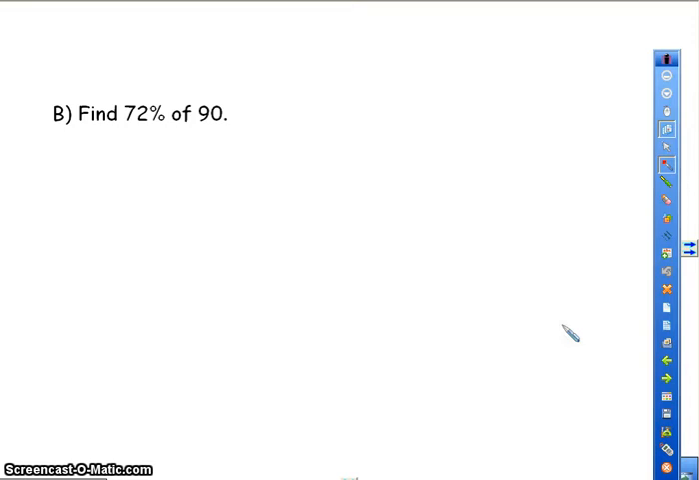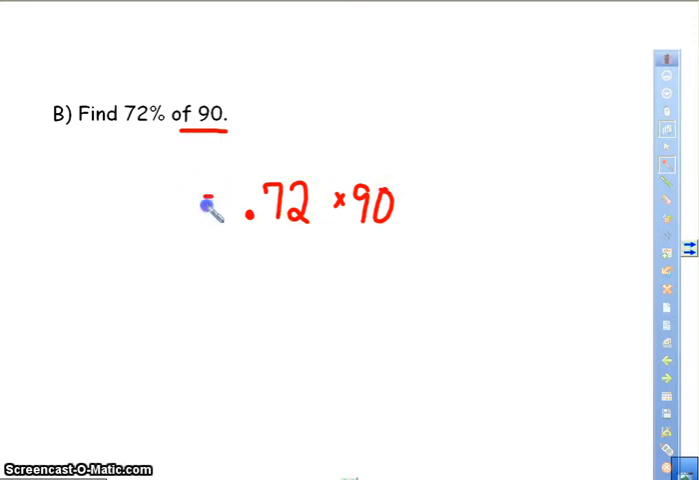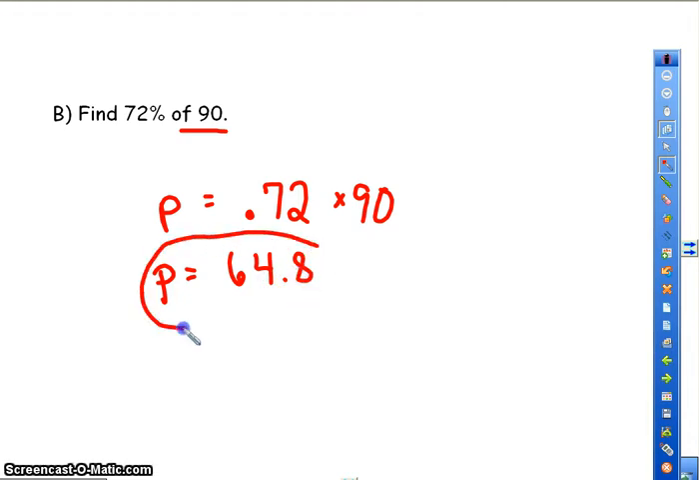So it says find 72% of 90. So once again, I'm solving for the part because I have the whole here, and I also have the percent. So 72% as a decimal is 0.72 times 90. And once again, I am solving for the part. Okay, so on my calculator, I'm going to plug in 0.72 times 90, which is 64.8. And since we're rounding to the nearest tenth, we already know we're good. And 64.8 is the part. So find 72% of 90? 72% of 90 would be 64.8.